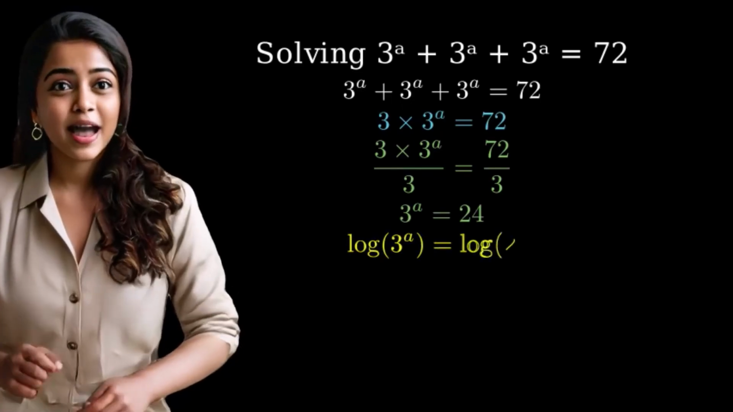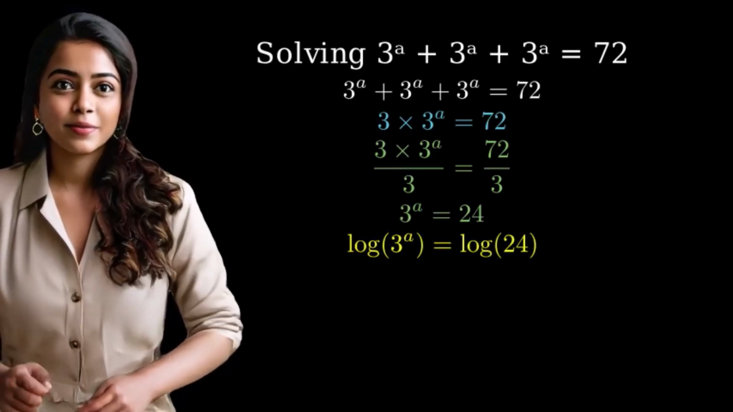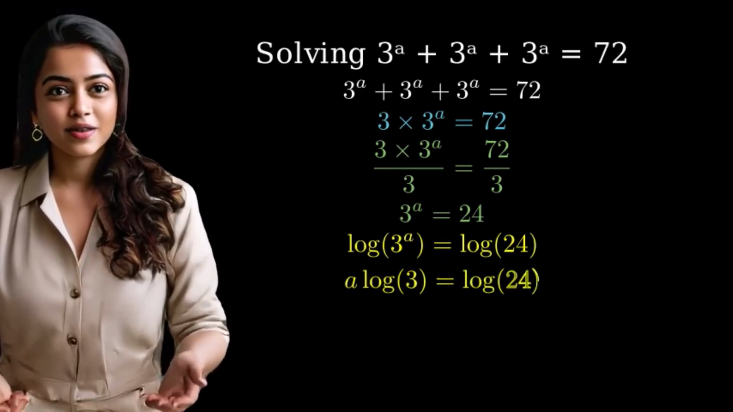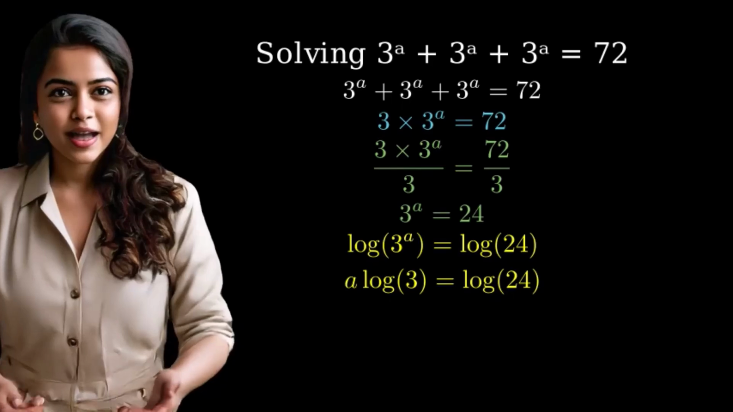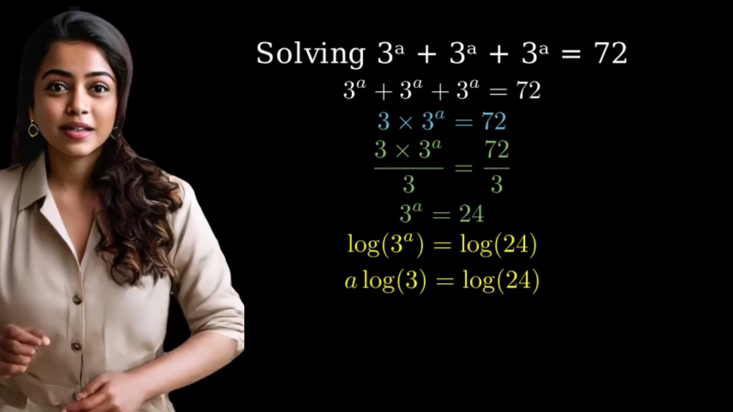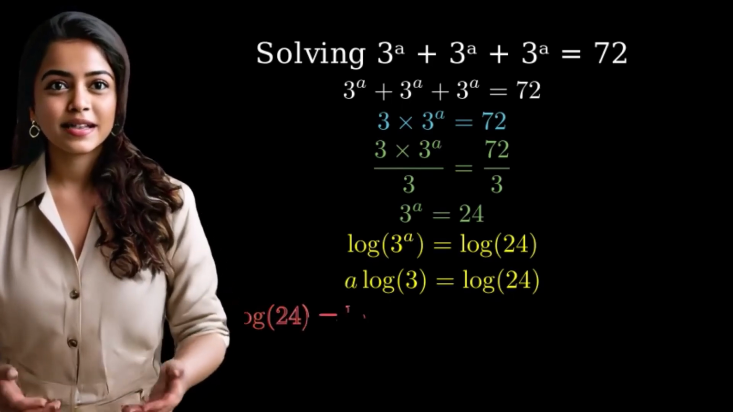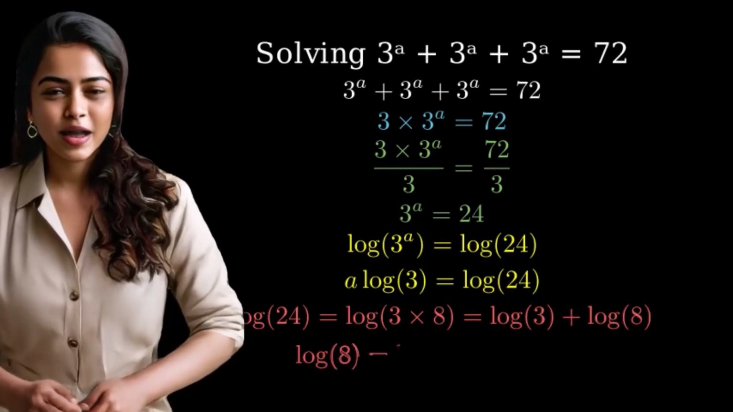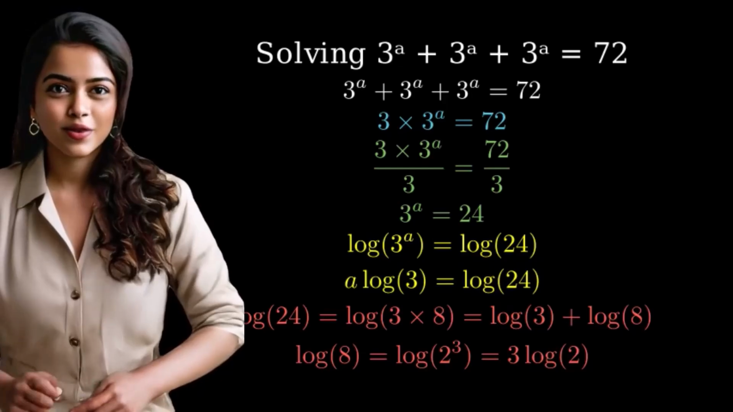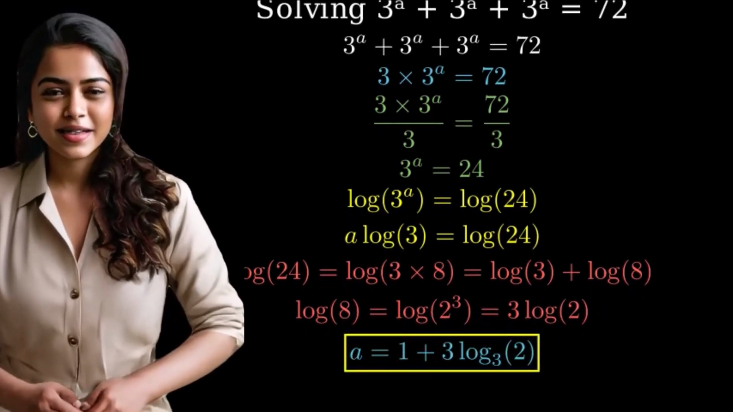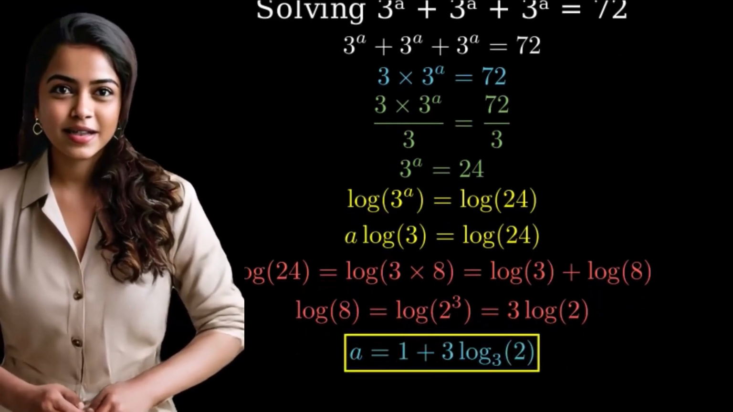Now, take the logarithm of both sides to solve for a. This gives us a times log of 3 equals log of 24. Let's simplify log of 24. Since 24 equals 3 times 8, we can use the log addition rule. And since 8 equals 2 cubed, we can further simplify. Using the change of base formula, we get our solution a equals 1 plus 3 log base 3 of 2.